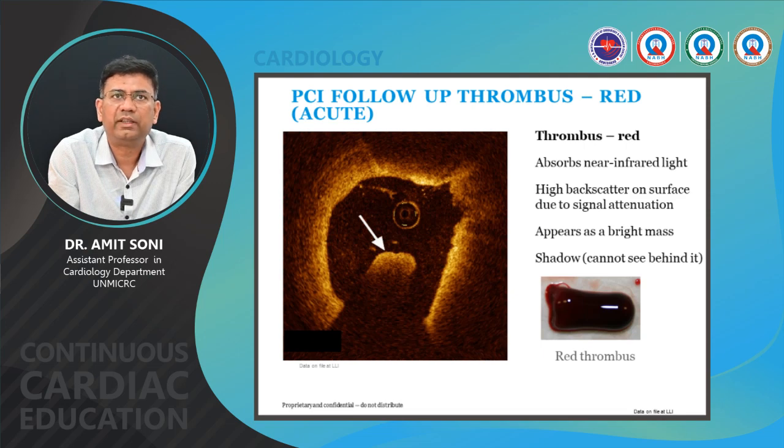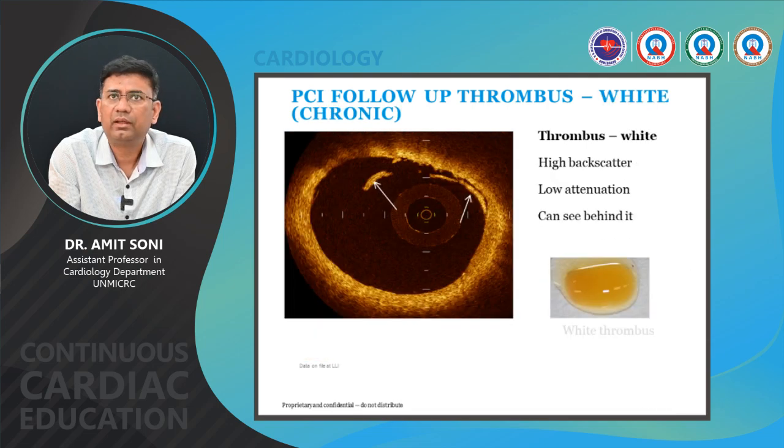So how do we differentiate between the red thrombus and the white thrombus? Red thrombus absorbs near infrared light, with high backscattering on the surface and signal attenuation, and appears as a bright mass. It shadows the light, so you cannot see behind it. This is classical of red thrombus. White thrombus is a high backscatter but low attenuation. You can see behind it.